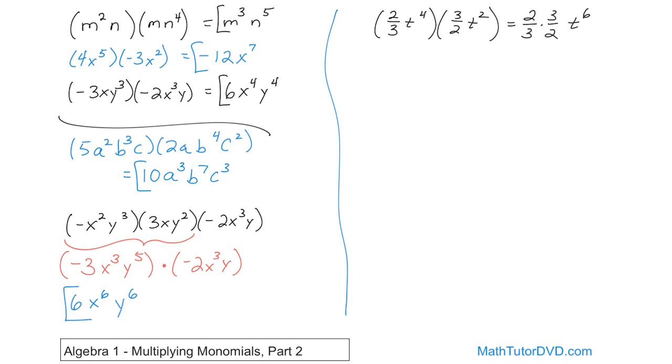Now, there's a couple ways to handle it. I'm just going to give you both. You can multiply the tops, and that will give you 6, and you can multiply the bottoms, and that will give you 6. So you'll have 6 over 6, which is just 1. So effectively, it's going to disappear. It's going to just be an invisible 1 there.